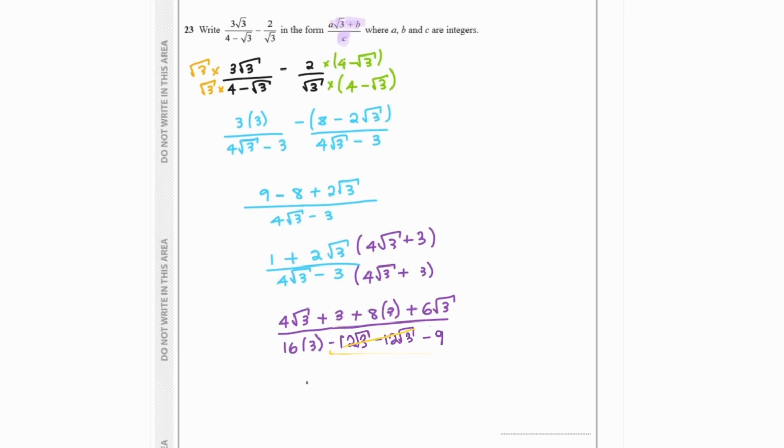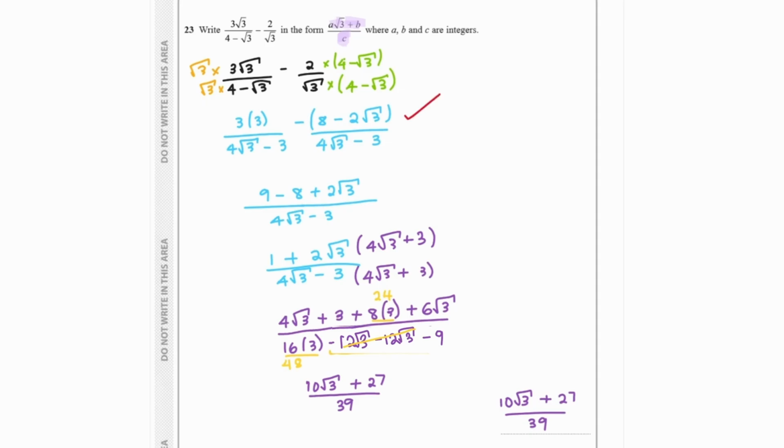And we can now just collect the like terms in the numerator. So for the numerator, we first have 4 root 3 plus 6 root 3, and that would give us 10 root 3. We then have 8 times 3, which is 24. So if we add that on to the 3 in the numerator, that would give us 27. In the denominator, we then have 16 times 3, which is 48, and we have minus 9. So if we do 48 minus 9, that gives us 39. So this is our final answer for question 23, because we now have the answer in the form a root 3 plus b over c.